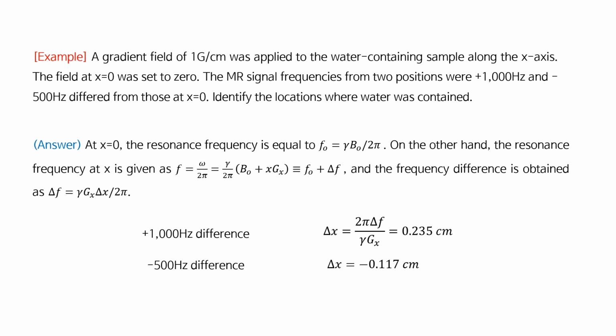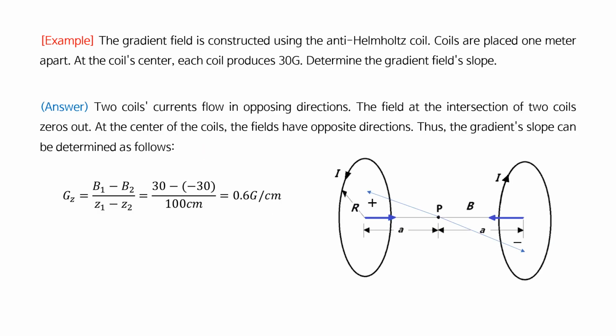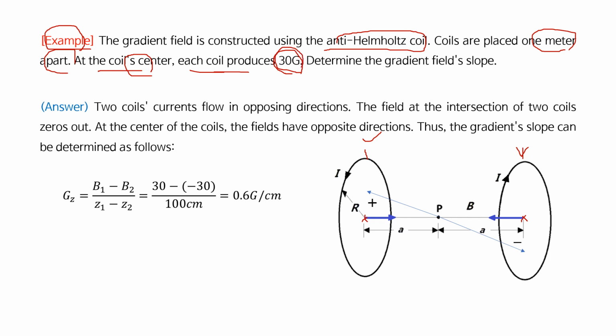I'll omit this example and also this example. The last example: the gradient field is constructed using an anti-Helmholtz coil. This is an anti-Helmholtz coil. The coils are placed 1 meter apart. The distance between the coils is 1 meter. At the coil center, each coil produces 30 Gauss.